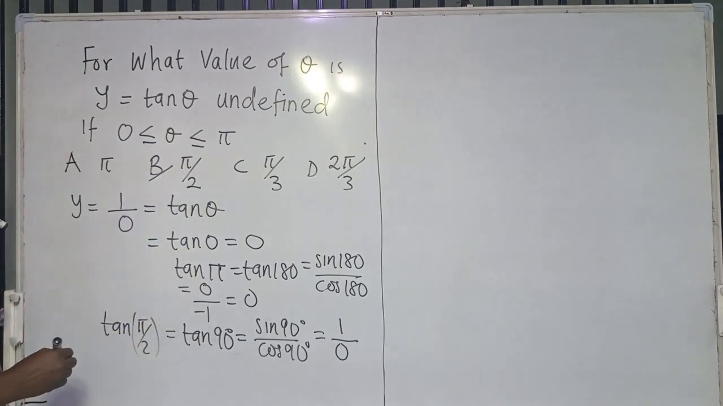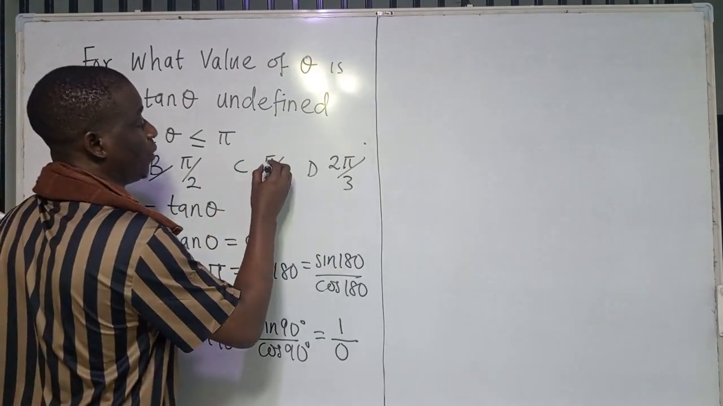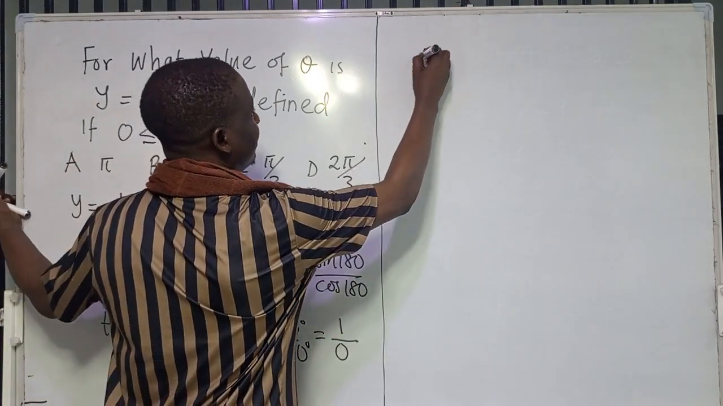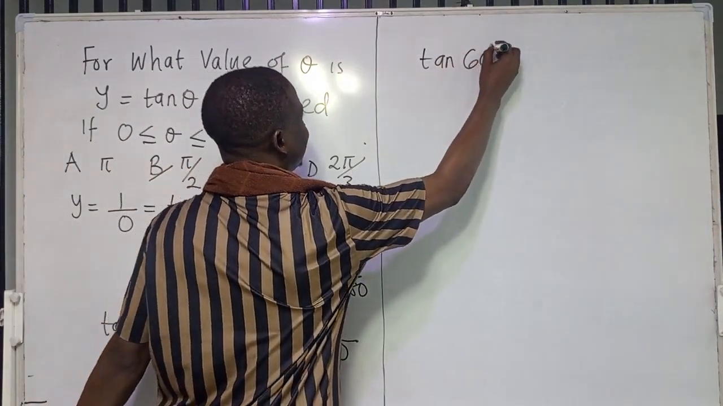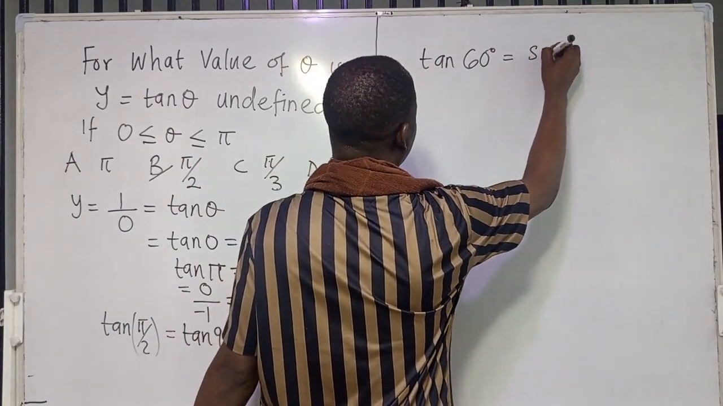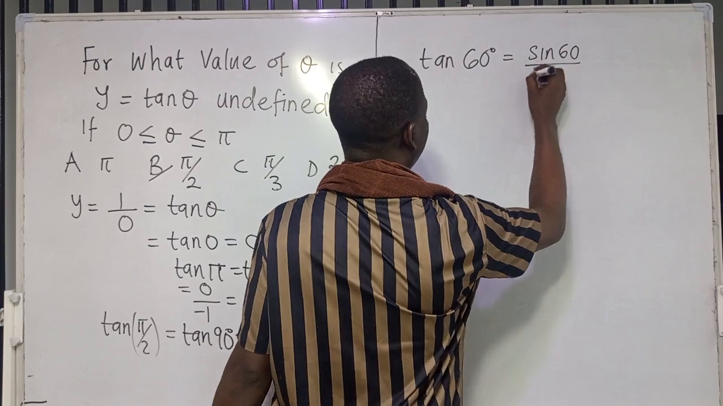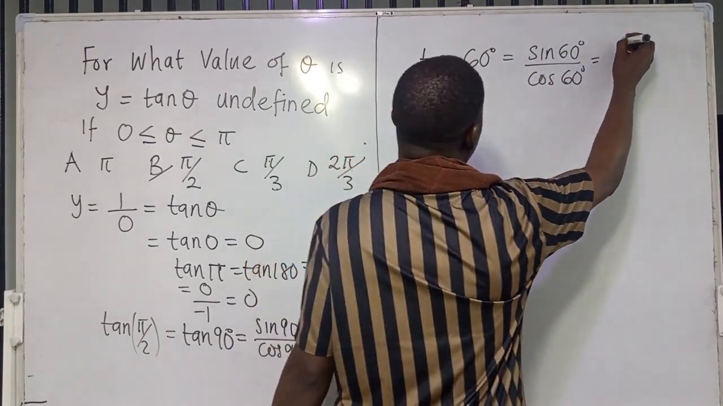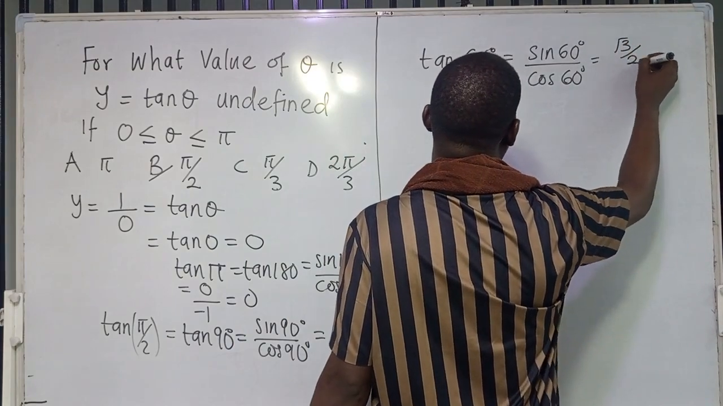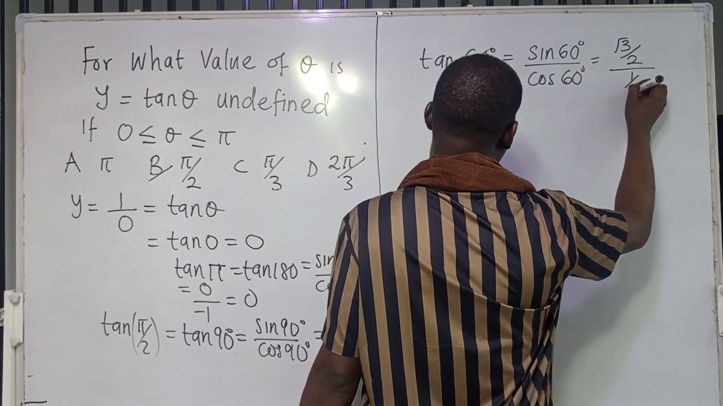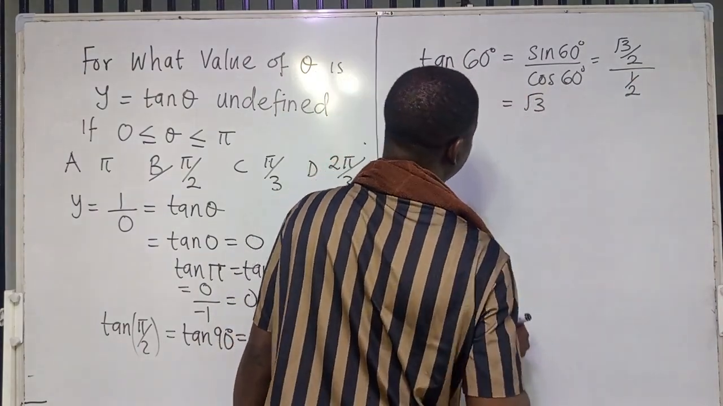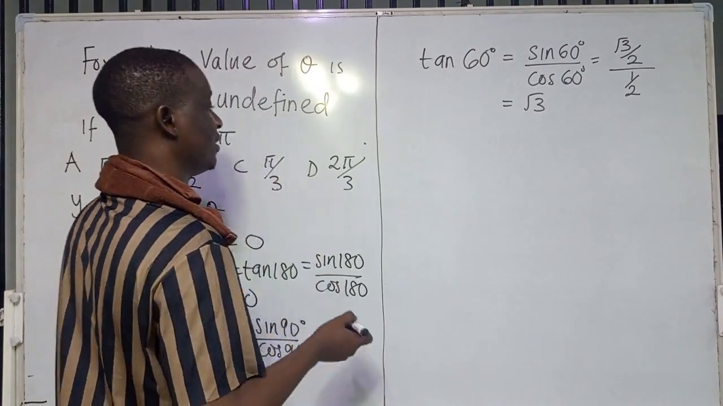Let's see the C side. Pi is 180, 180 divided by 3 is 60. So tan 60 degrees is equivalent to sine 60 over cos 60 degrees. Sine 60 degrees is root 3 over 2, then cos 60 degrees is 1 over 2, which is the same thing as root 3. That one is not undefined.